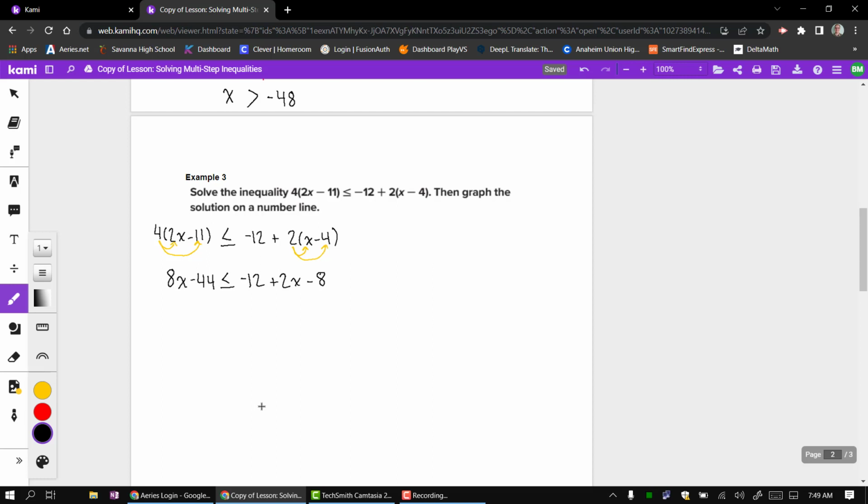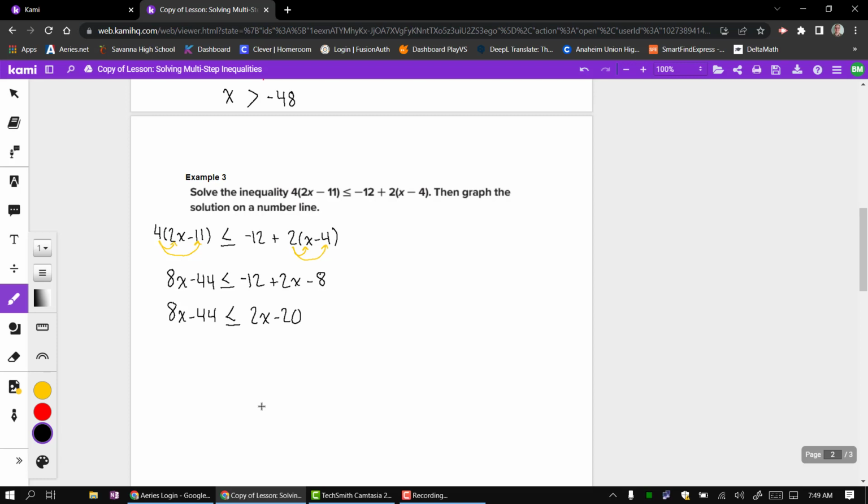Let's collect our like terms. I have no like terms on the left, so I'm just going to copy that down: 8x minus 44. And then on the right, I have the negative 12 and the negative 8, so that's going to give me 2x minus 20. You'll notice this is very similar to when we solved equations. It's pretty much the same steps. You just have to be careful of division by a negative number.